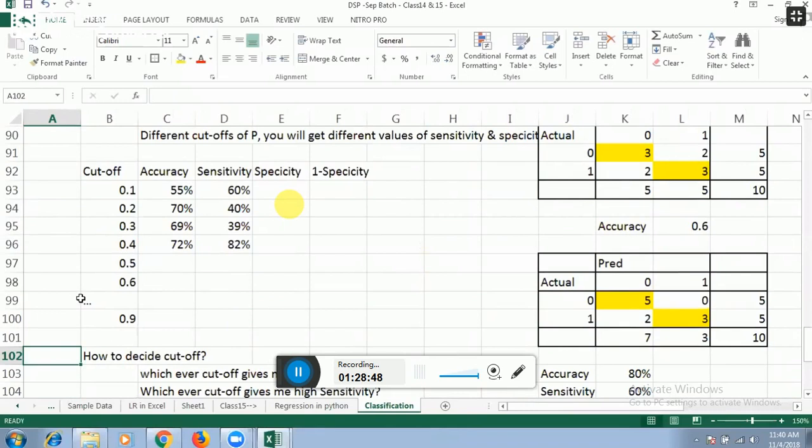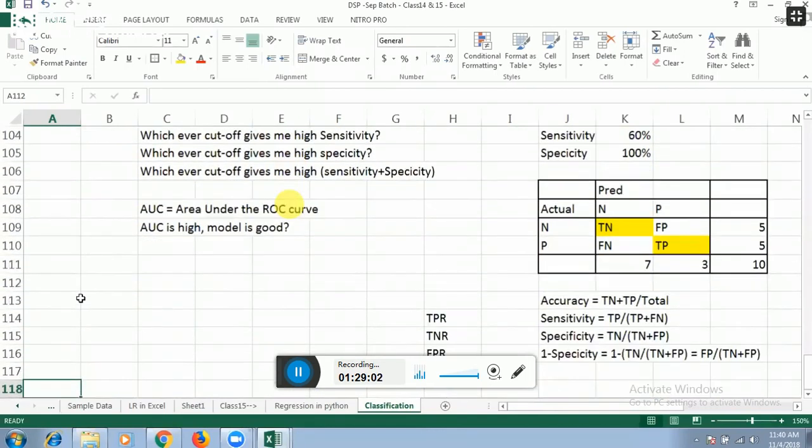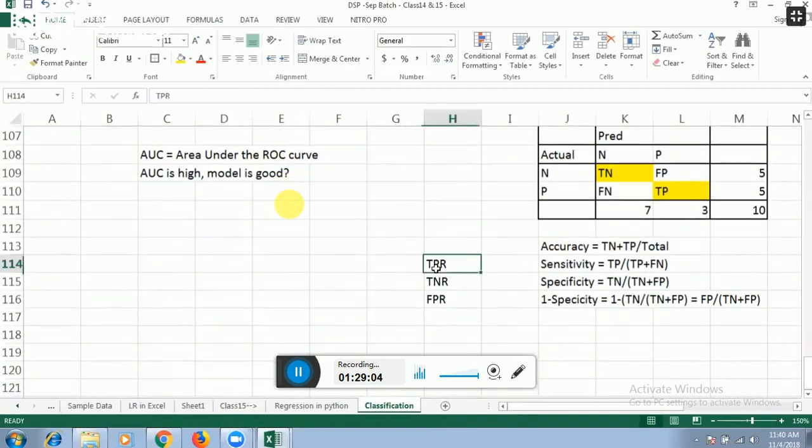Is this clear? Any other questions? Is 1 minus specificity equal to sensitivity? 1 minus specificity is equivalent to FPR, right? That is what we are discussing here. So true positive rate is sensitivity, specificity is true negative rate, and false positive rate is 1 minus specificity.